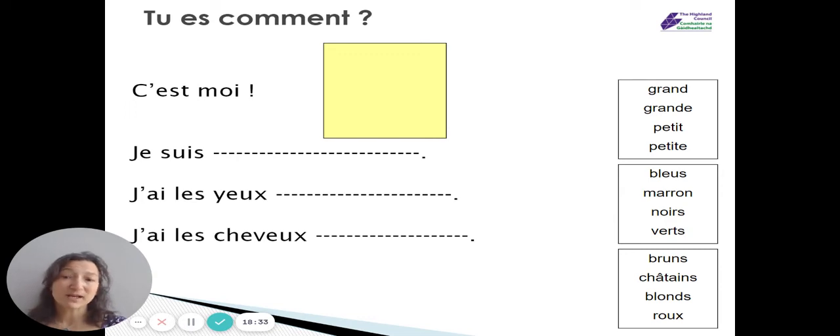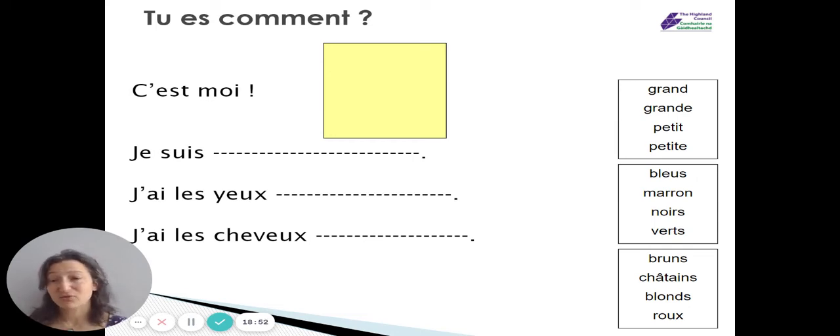Now that might be too many words for some children, so you might need to just have 2 different options, 2 different colours, for instance. Or you might have to have all the words and you might have to have the English or images to go with it, depending on the level of support that your learners need.